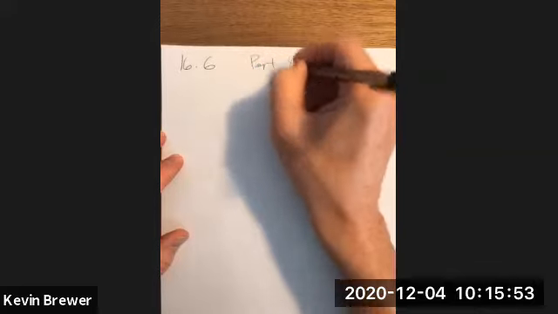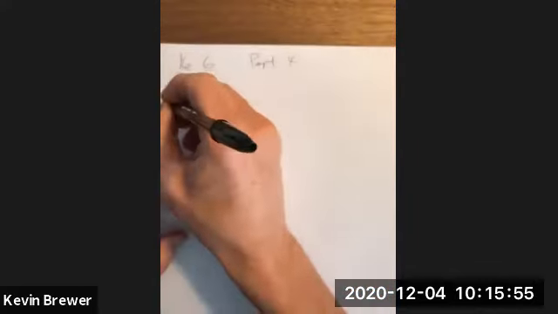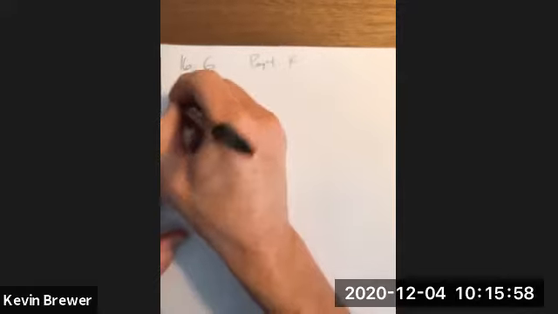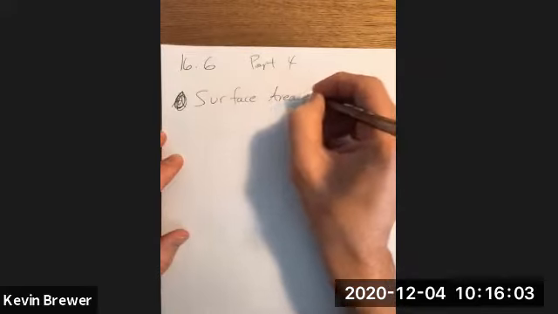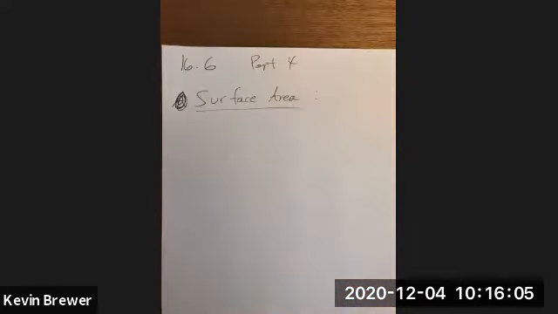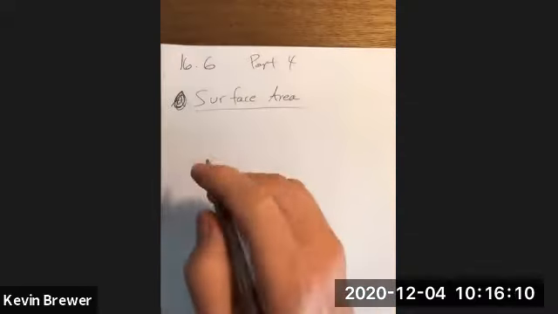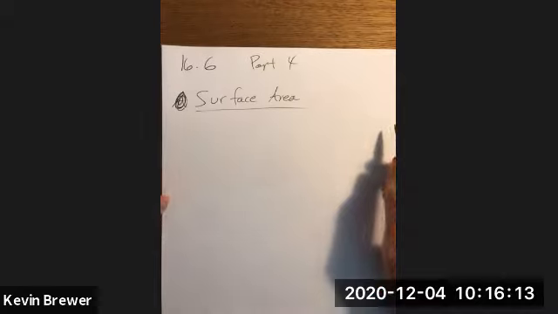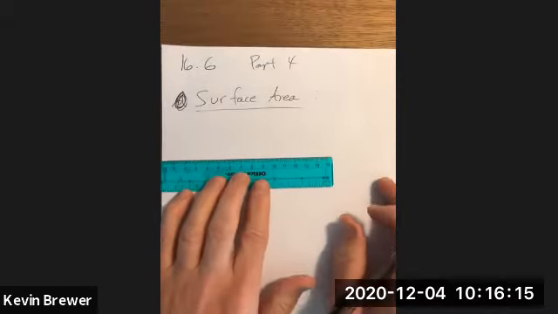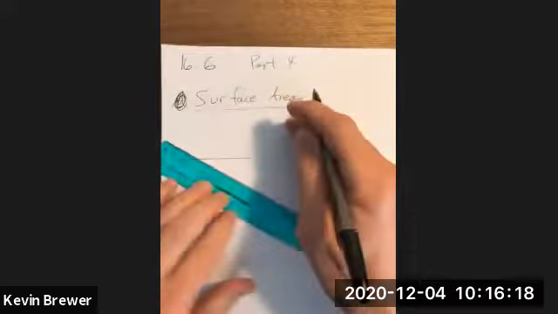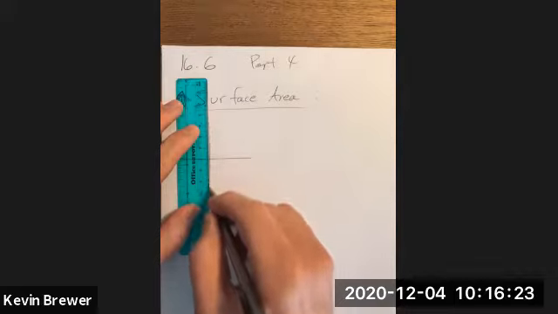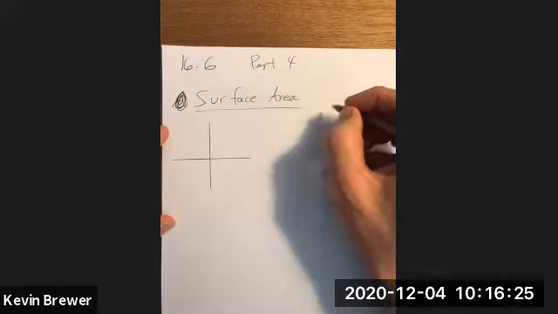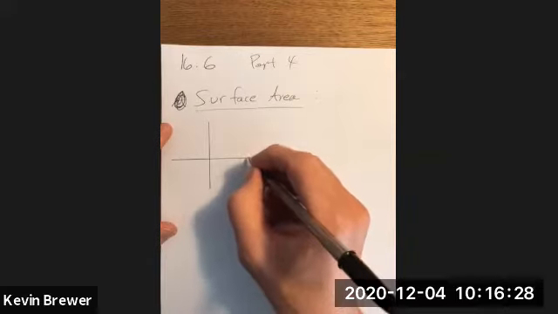Part 4 of 16.6, and here we start discussing surface area. We are going to compute the surface area of a parametric surface with a double integral. So let's maybe take a little more time than we have already to draw out what's really going on with these parametric functions of two variables.